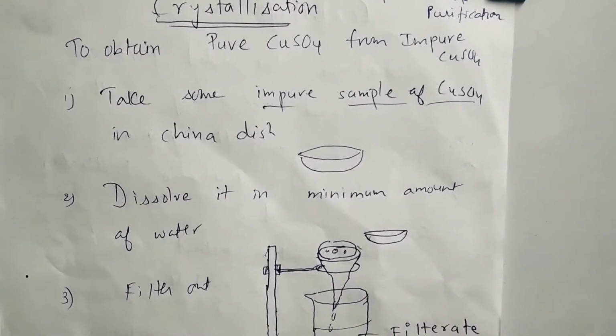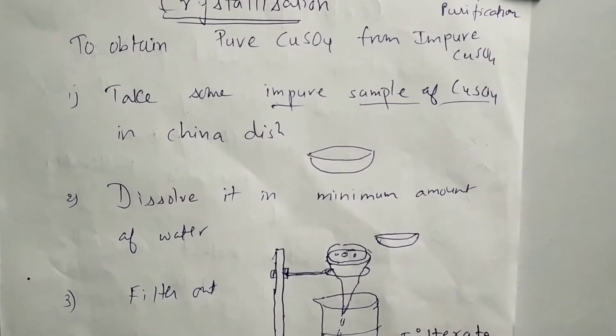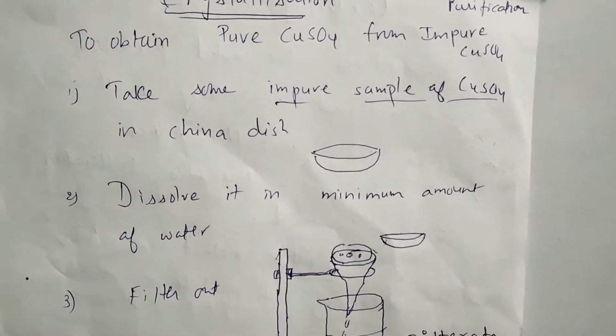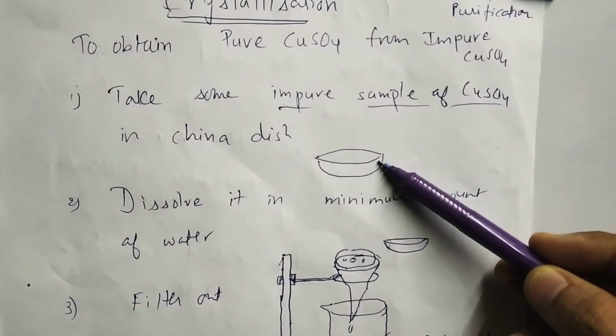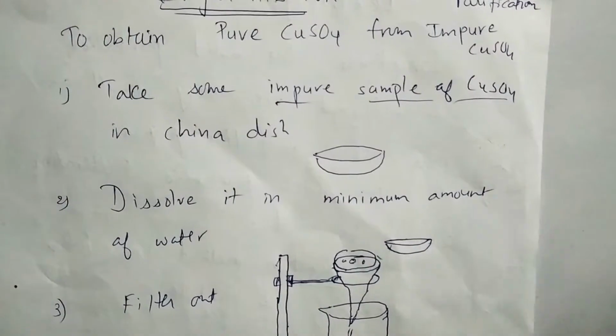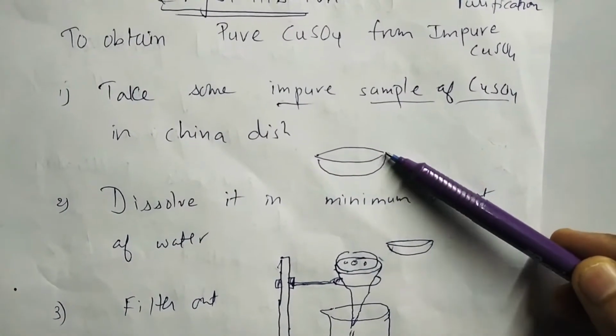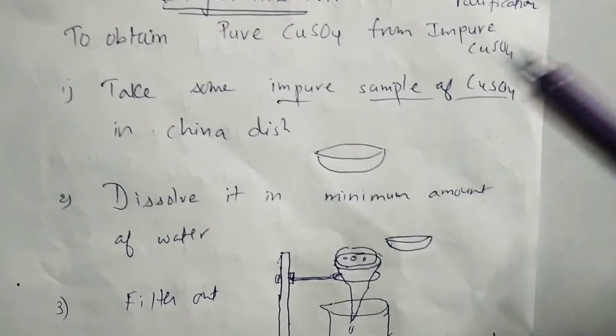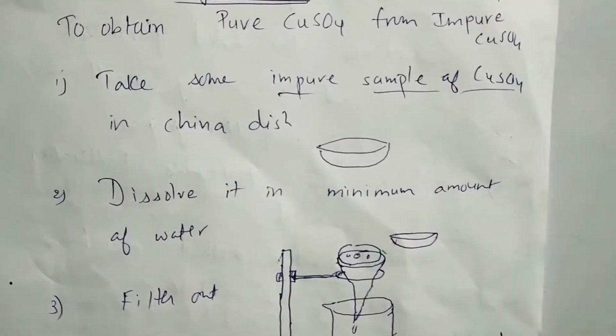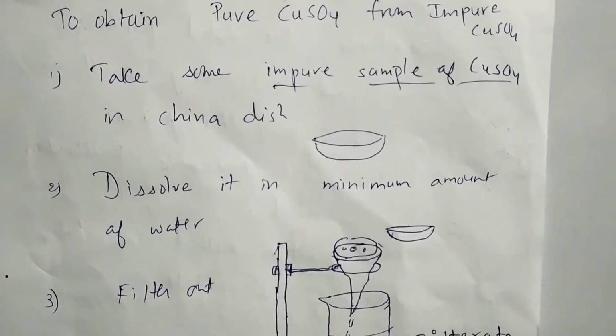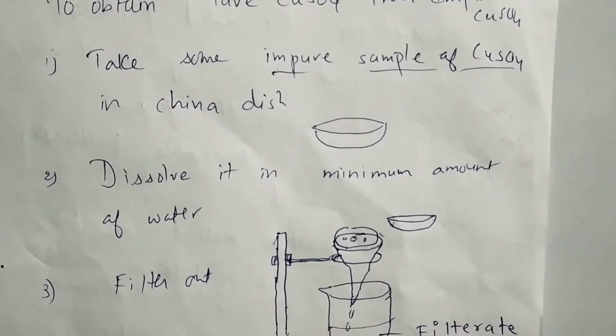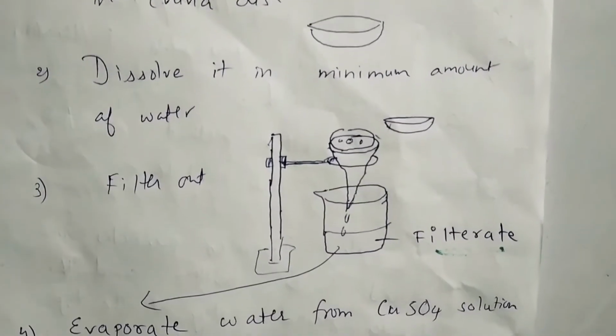Let's see the procedure. Take some impure sample of copper sulfate in a china dish. So, this is a china dish. First of all, we're going to take some impure copper sulfate in it and dissolve it in a minimum amount of water. So we're going to take some water and dissolve it.